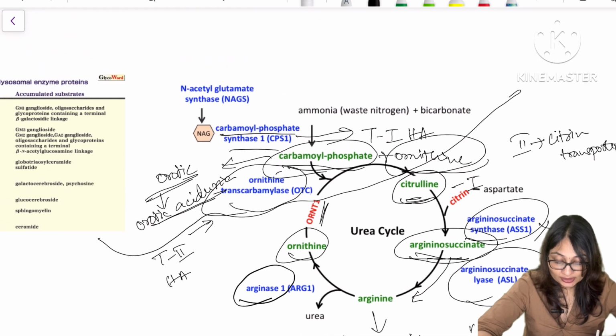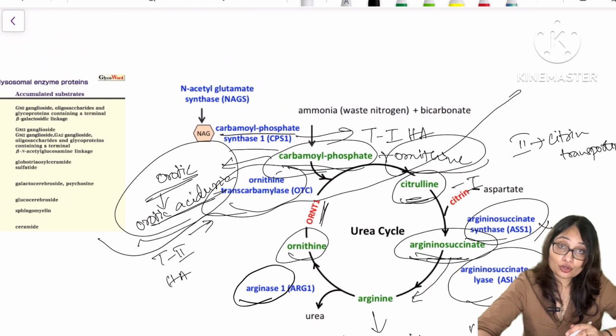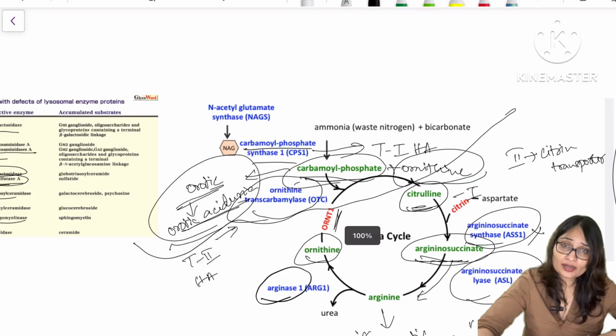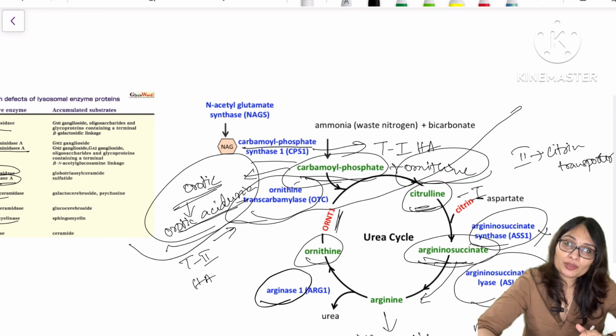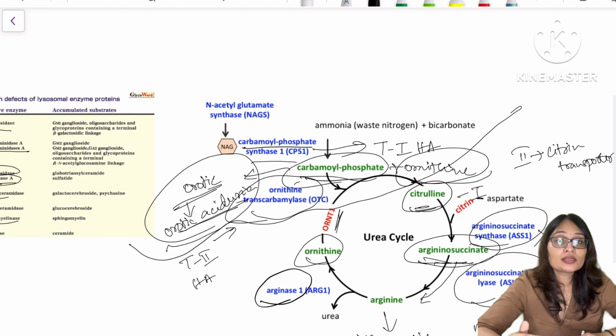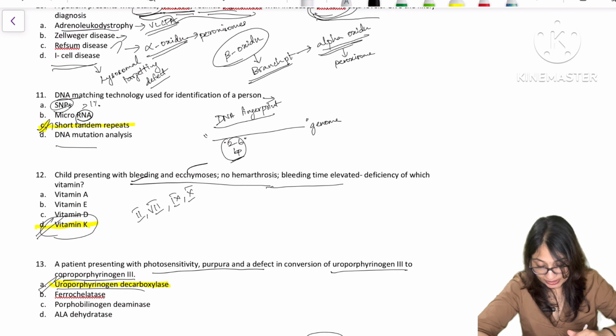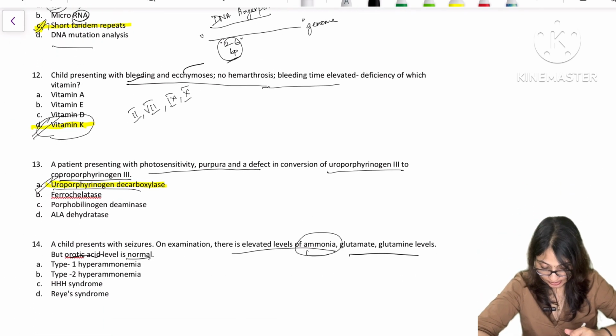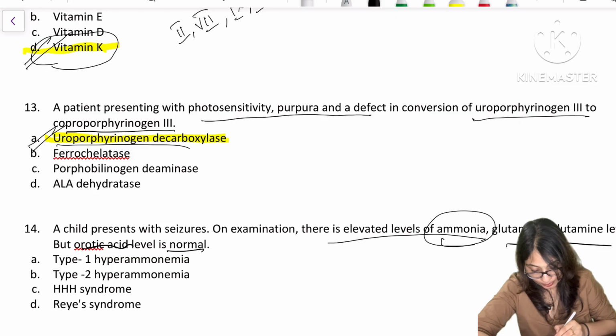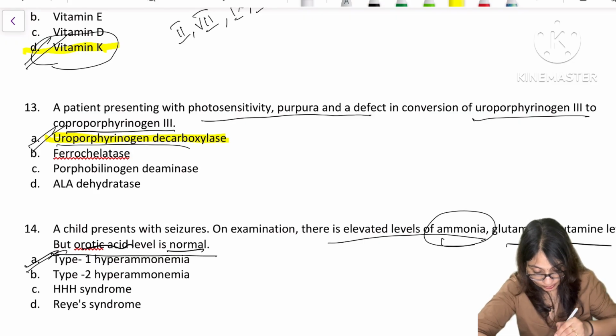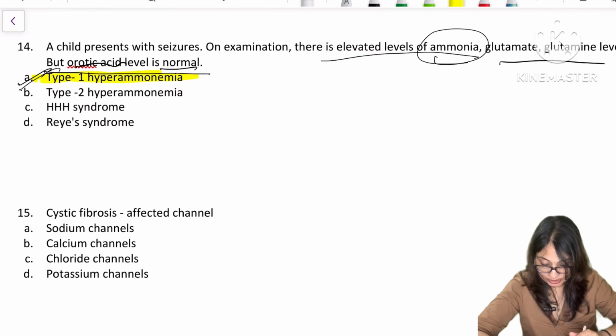So in our case, orotic acid levels were normal, but ammonia levels were high. So what type of hyperammonemia is it, type 1 or type 2? It is type 1. If it were type 2, orotic acid levels would be elevated. So with a normal orotic acid level, the answer would be type 1 hyperammonemia. Now let's move on to the next question.